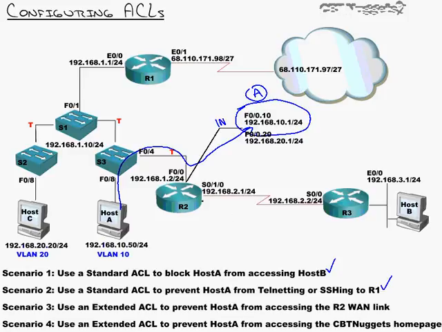Second option is we could apply it outbound right here. And as that host goes out, router 2 would ask, are you the source? Are you trying to access that destination? If so, you are denied. So we'll call that option B. Option C, we could apply it inbound right here. So as it gets to router 3, it will say, are you that host? Are you accessing the WAN link? If so, you are denied.